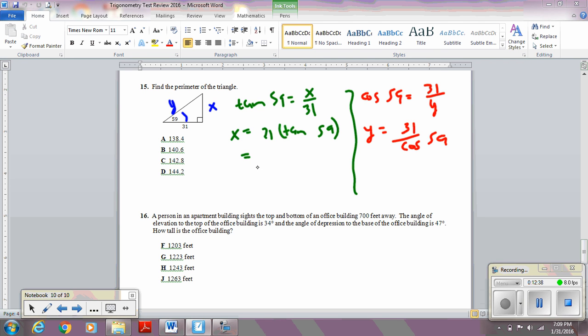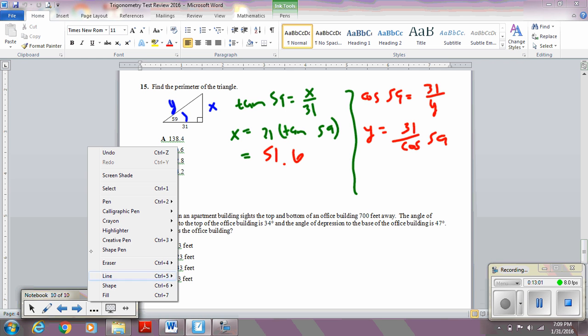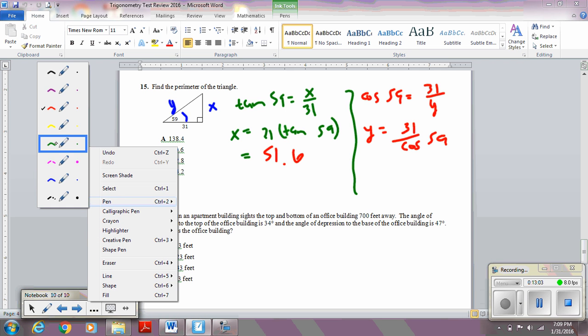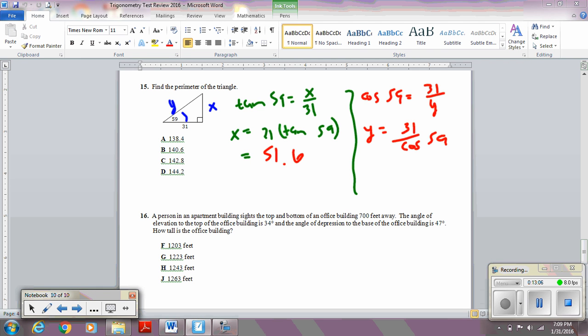Now I'll do x first. 31 times tangent of 59. And I get roughly 51.6. And now we're going to find y, which is 31 divided by cosine of 59. And that's roughly 60.2.